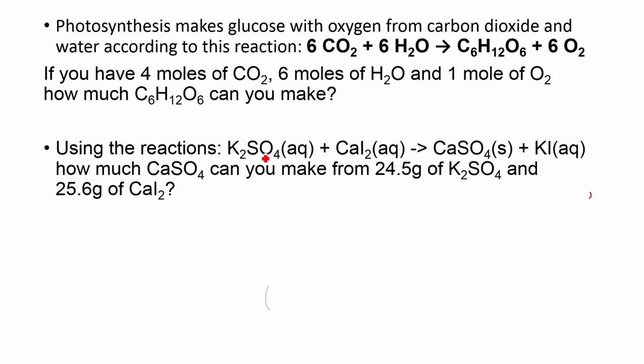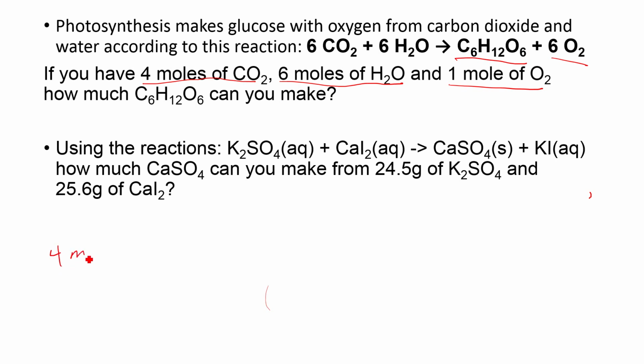So the first part of this question is to recognize that some of this information isn't actually used. So it wants to know how much sugar we're going to be able to make. It gives us three numbers: the moles of CO2, the moles of water, and the moles of oxygen. You will notice that the moles of oxygen is on the right. That means it's not a reactant, so we're not going to use it to help us make the C6H12O6. So we don't actually need to do anything with that number at all. Instead, we need to figure out which is our limiting reactant, our CO2 or our water.